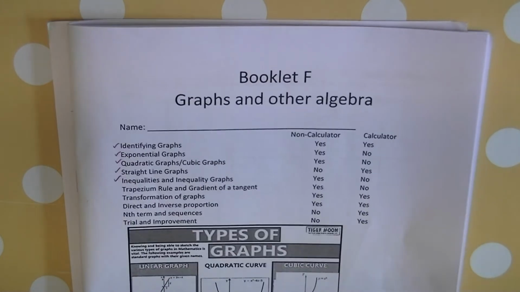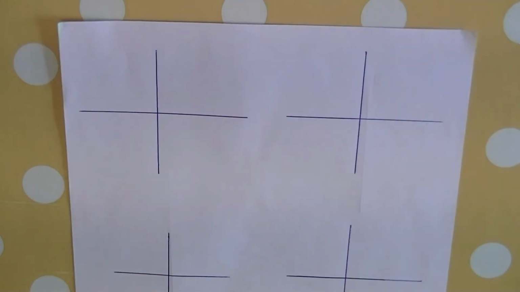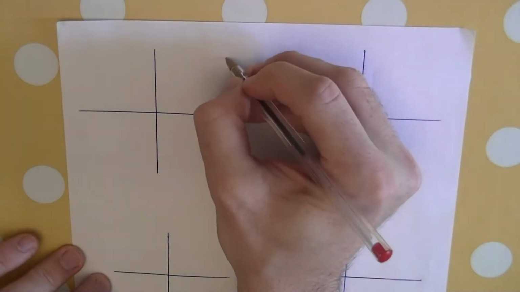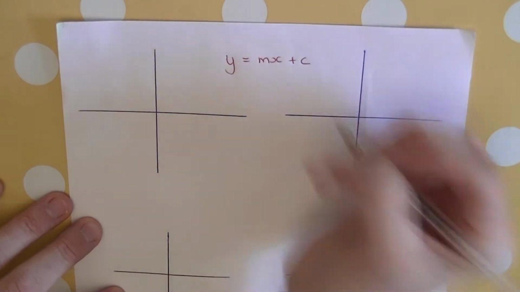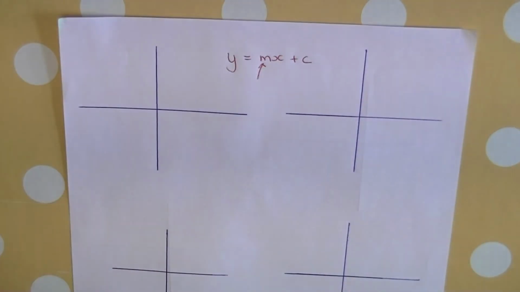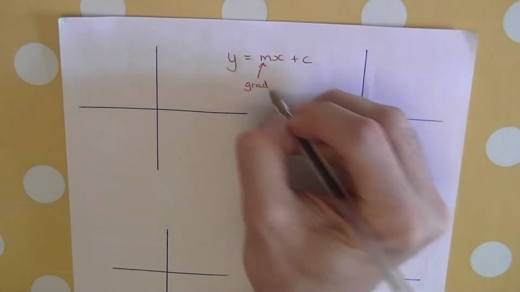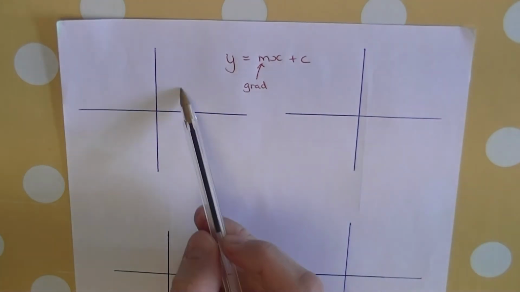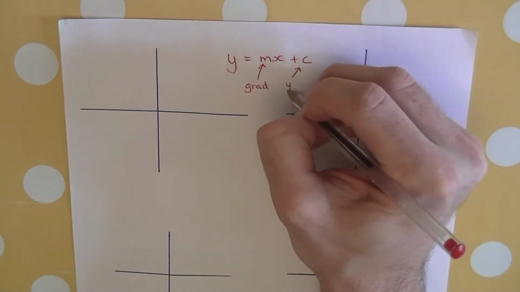Okay, I'm going to move this away for a sec and talk you through some of these graphs that we're going to have to be able to identify. So let's start with some straight line graphs. Straight line graphs have the form y equals mx plus c. That m gets replaced with a number, and the number that goes in there is the gradient. How steep the line is, and also whether it's a positive gradient going up or a negative gradient coming down. And the plus c, the number on the end there, is the y-intercept.